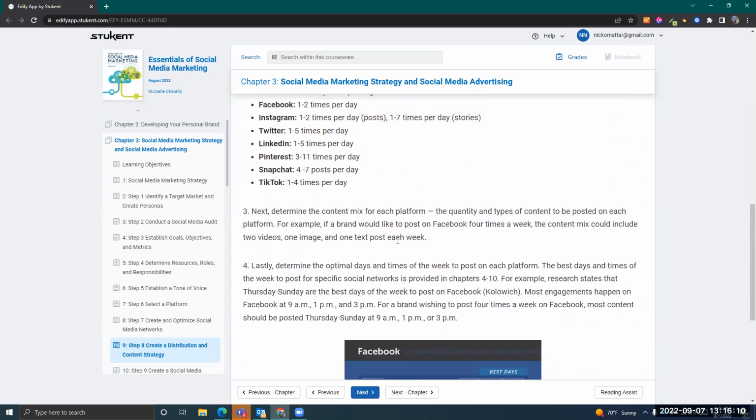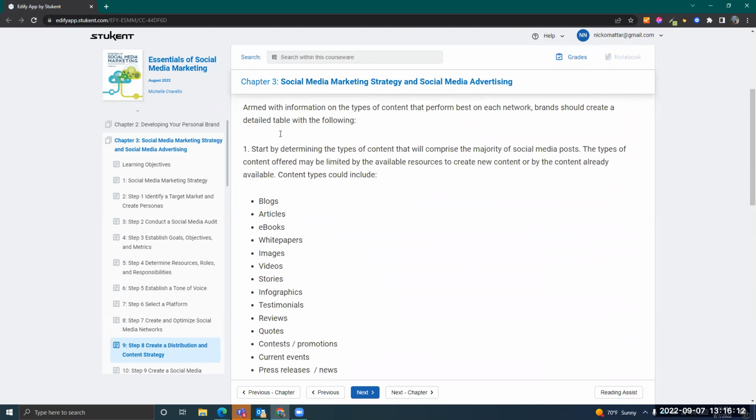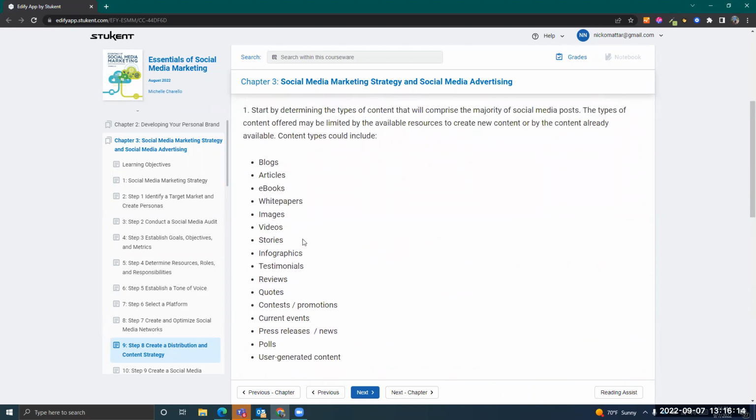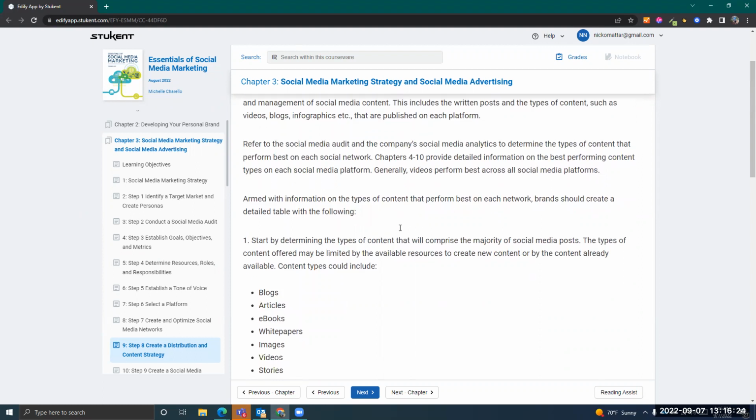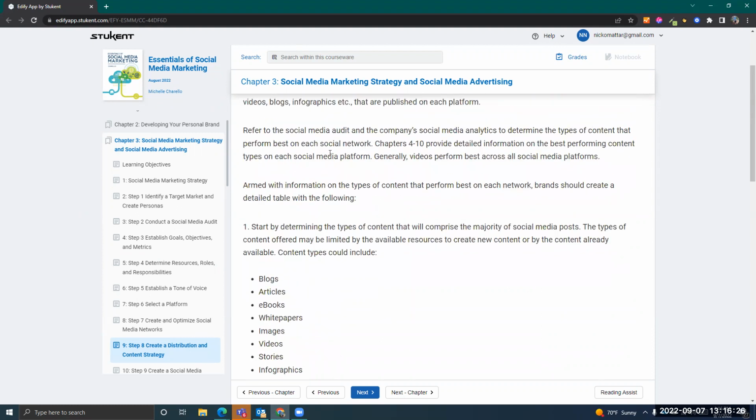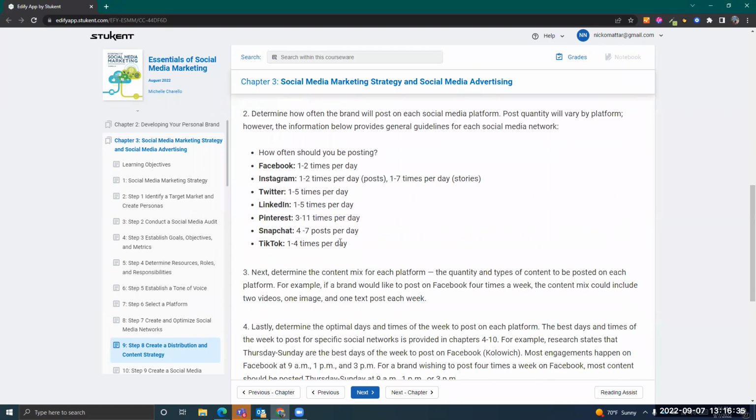This is all really good content stuff at the top, very important, but it's very broad right now. You don't need to get too far into it. Just know that you need to put a content strategy together, a good mix. Yes, generally video performs best across all social media platforms, et cetera, et cetera. Chapters 4 through 10 provide detailed information on the best performing content types. It just goes into each social media platform.